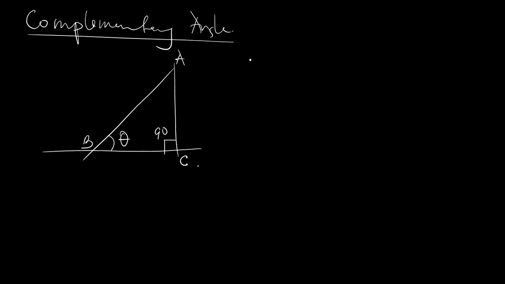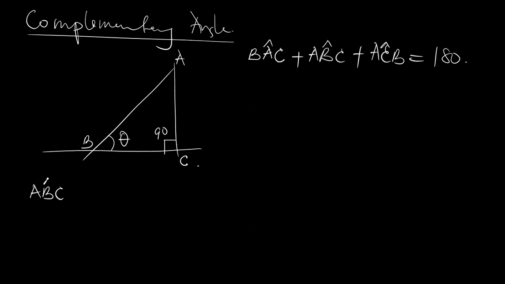It now means that angle BAC plus angle ABC plus angle ACB is equal to what? 180. And angle ABC is equal to what? Theta. That is this angle ABC, which is this. Now angle ACB is equal to what? 90.